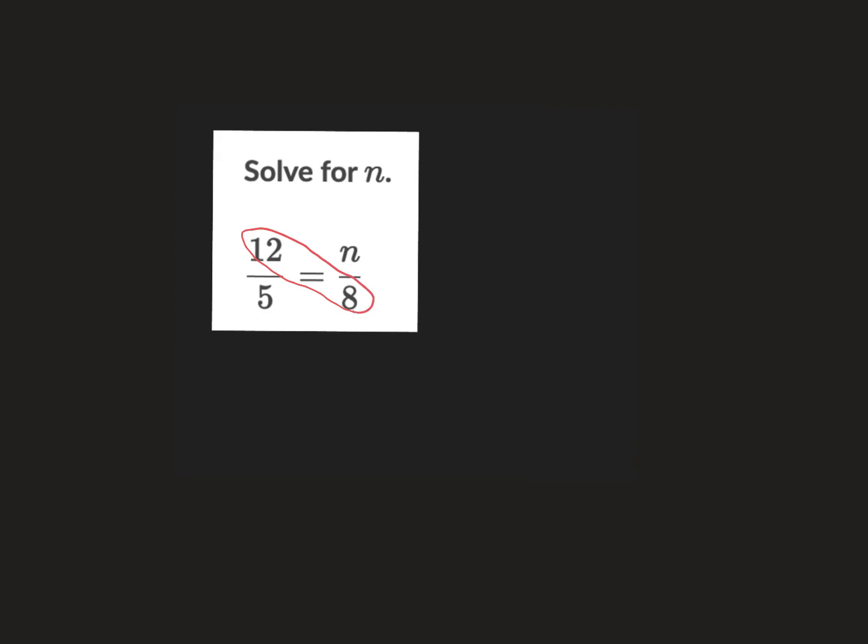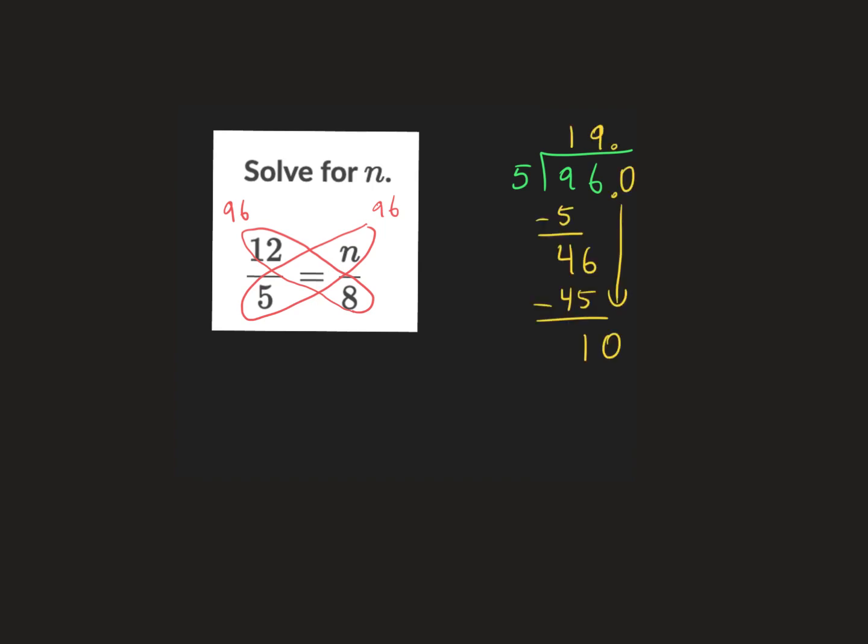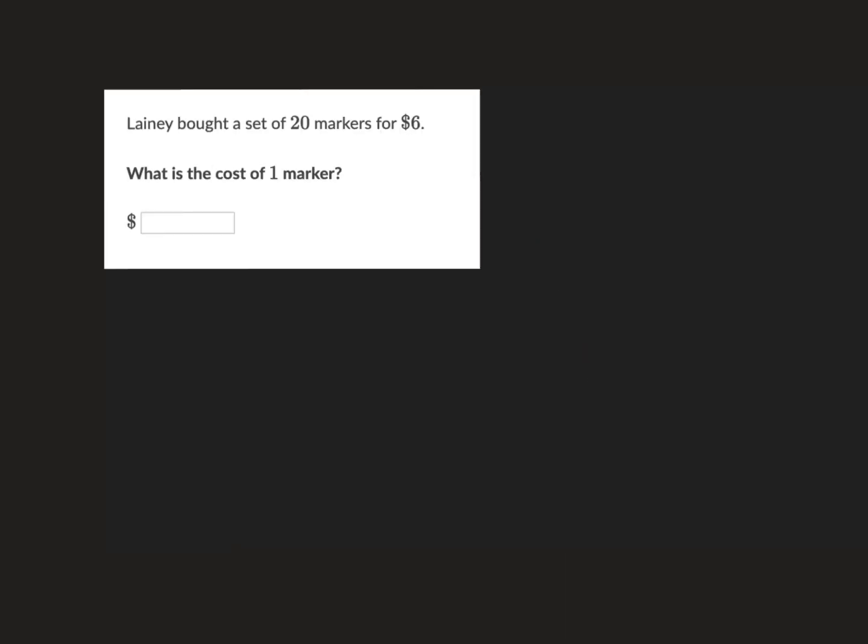So remember, we do 12 times 8, which gives us 96, and then my other side also has to equal 96. I can't think off the top of my head 5 times what equals 96, so I'm going to do the opposite: 96 divided by 5. Once we do our division here, we get 19.2. So n equals 19.2.